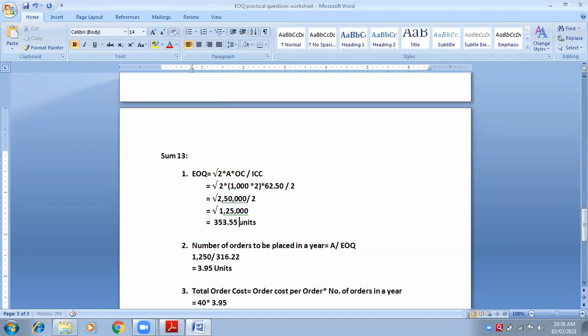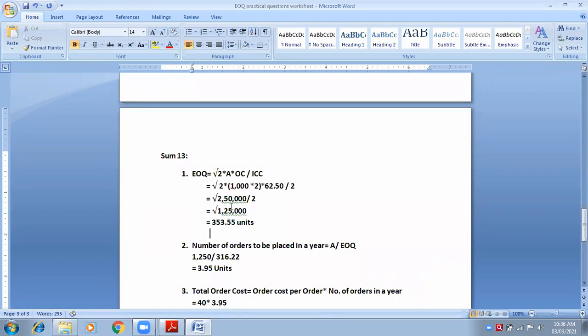Is it correct? See, it's very simple. It is 1,25,000. Put it in the calculator, and on the left hand side of the calculator you have the sign of square root. Just press that sign of square root. You will be able to see the answer on the calculator. So what is the answer? 353.55. Is it correct? Yes, ma'am.